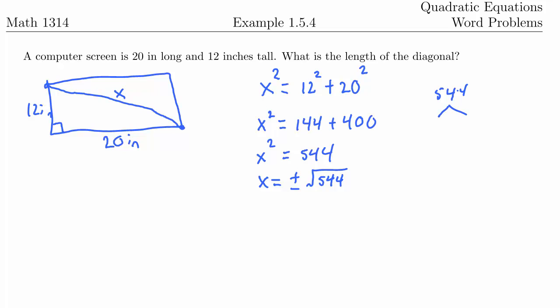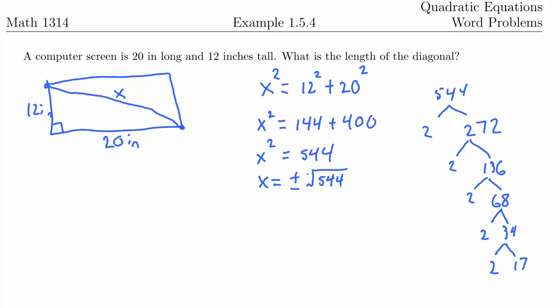544 is even. That means that 2 goes into it evenly. 544 divided by 2 is 272. 272 is even, so 2 goes into it. 136. 136 is even, so 2 goes into it. 68. 68 is even, so 2 goes into it. 34. 34 is even, so 2 goes into it, which is 17.